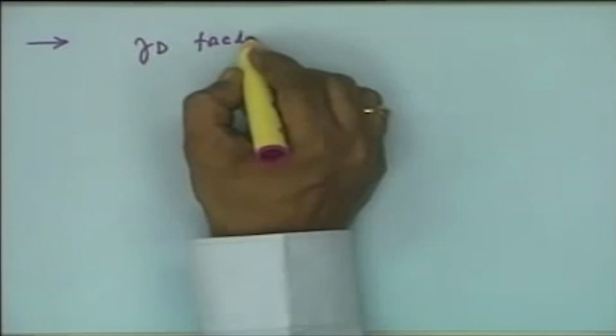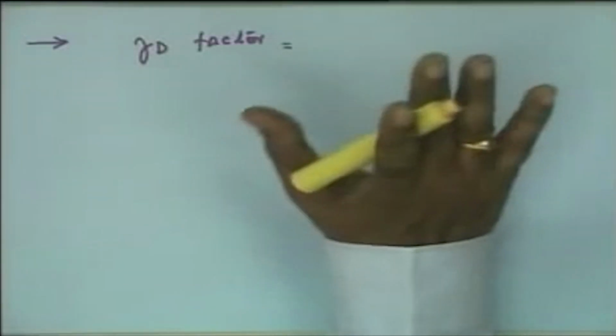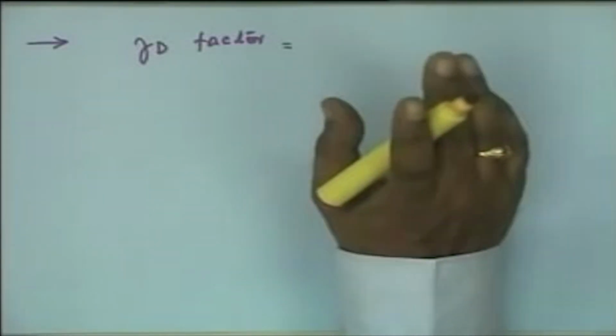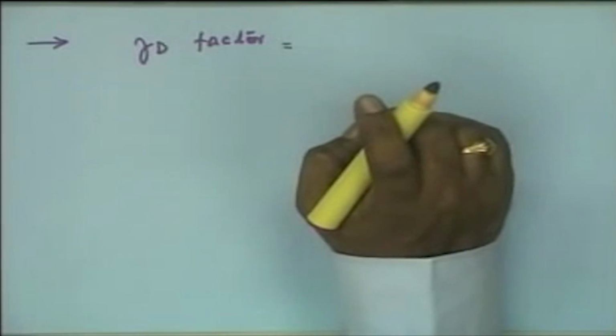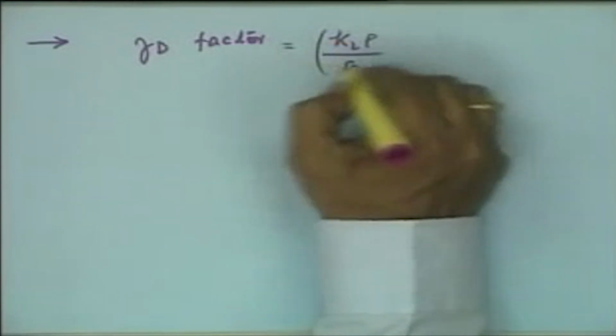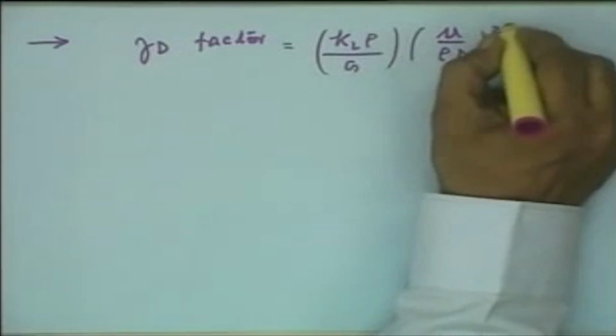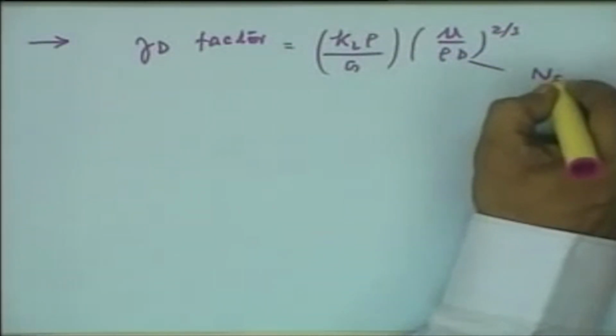Now, a JD factor has been defined in the case of heterogeneous catalysis in chemical engineering in general, and of course, it applies very well to even enzyme catalyzed reactions. The JD factor is defined as a lumped parameter which takes into account the mass transfer coefficient, particularly the film diffusion coefficient, as well as the reactor operational parameters. The JD factor is your KL rho upon G into mu upon rho D to the power 2 by 3. Now, this essentially is the Schmidt number.